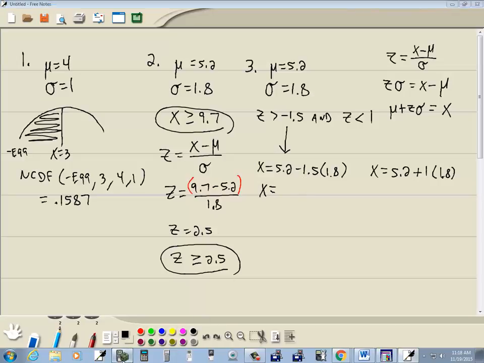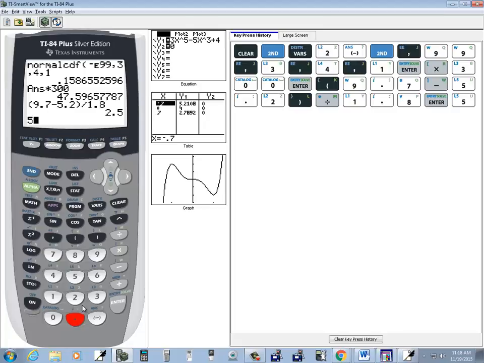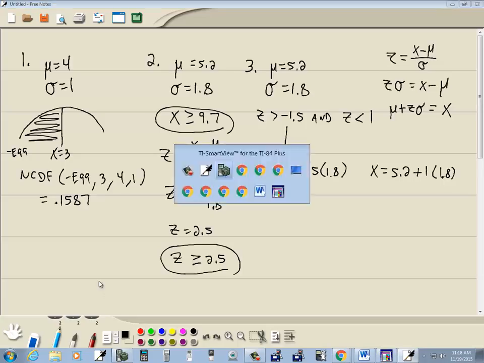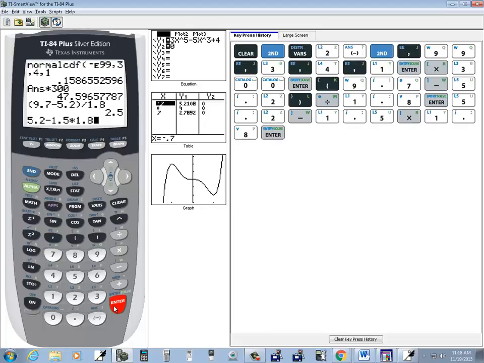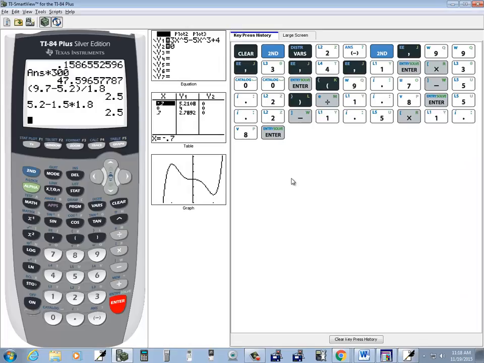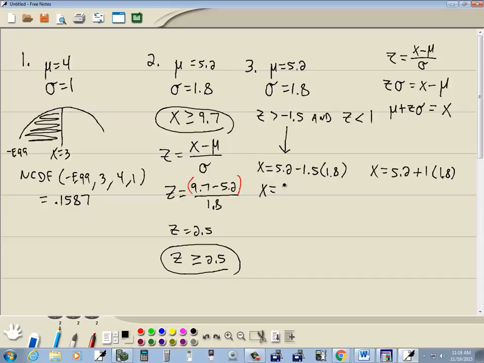Let's see what that gives us. 5.2 minus 1.5 times 1.8, 2.5. Did I plug that in right? Okay, yeah, I did. And this one gives us, oh, I shouldn't have plugged that one in the calculator. 7?